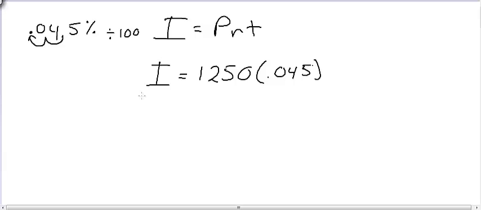Now for my time of 6 months, I need to convert that to years, so I need to think in 6 months, out of 1 year, what is 6 divided by 12? That's going to be 1/2. So this is over the course of a half year, so we put in 0.5 for the time.